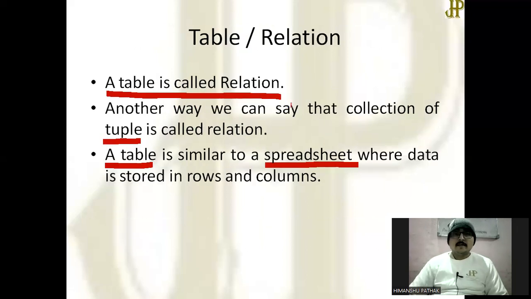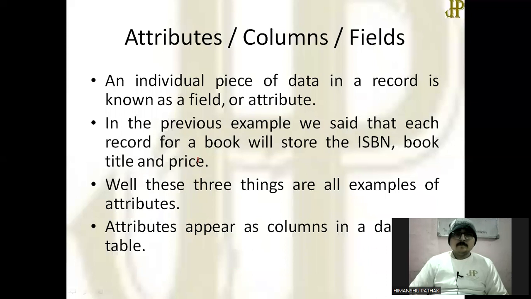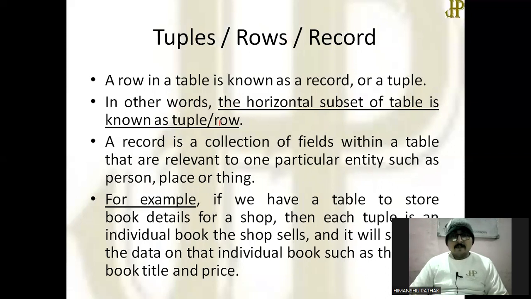An individual piece of data in a record is known as a field or attribute. So here you can say that Anil is an individual data value, and this value Anil is considered as student name. So this student name is known as an attribute of the relation. Each tuple has a student name. In the next coming example, I am going to discuss tuple first so that the previous slide can be easily understood.